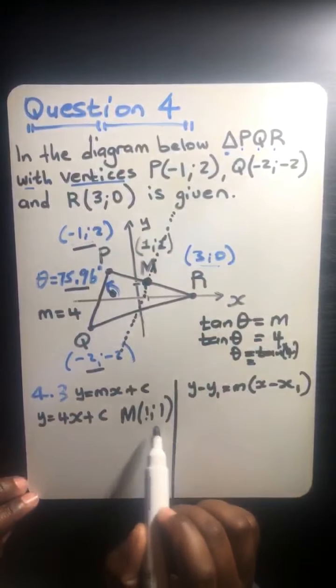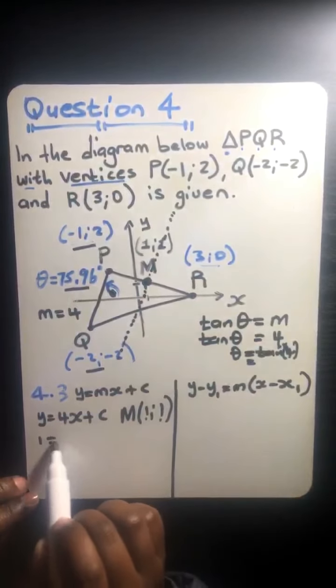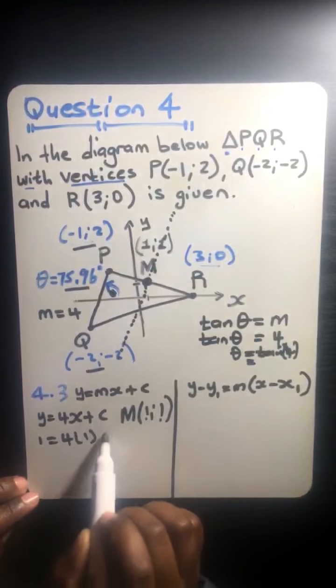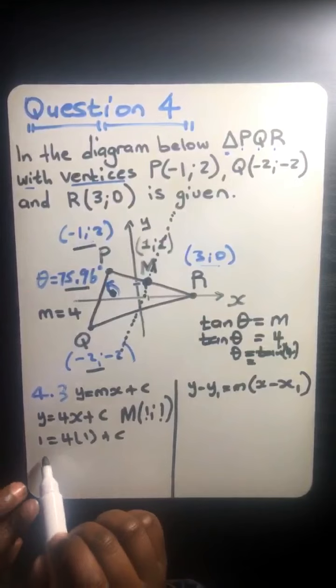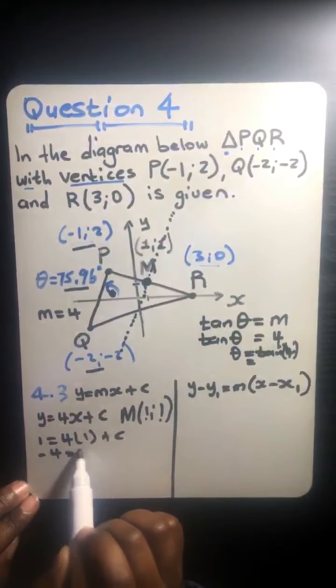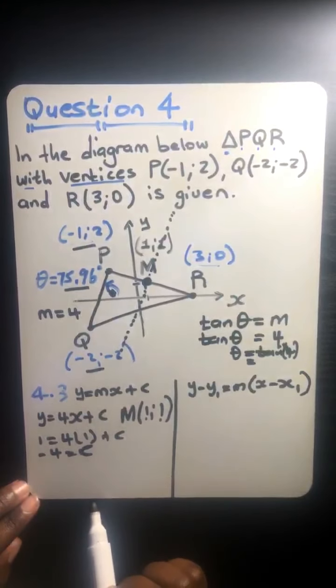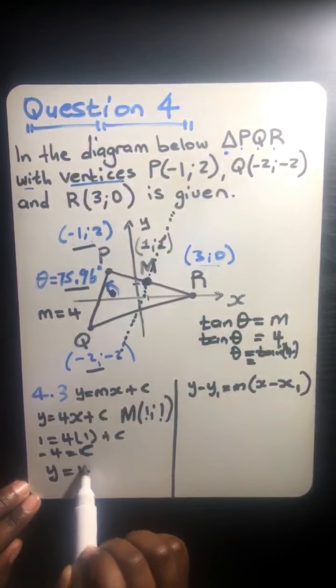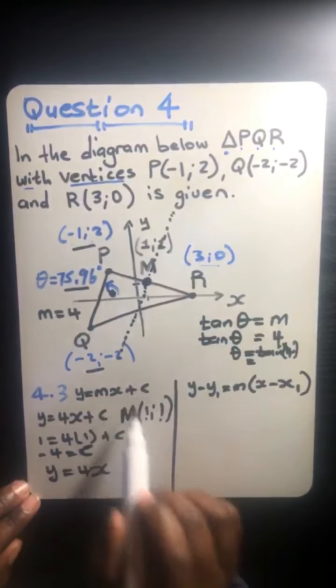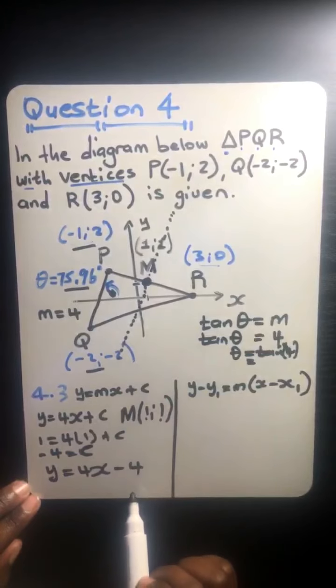So let's substitute. What is x? What is y? y is 1, 4 into x is 1, plus c. You transpose. Therefore, we've got negative 4 being equal to your c. Therefore, this is an equation of a straight line: 4x, your c value, can you see? It is actually minus 4.